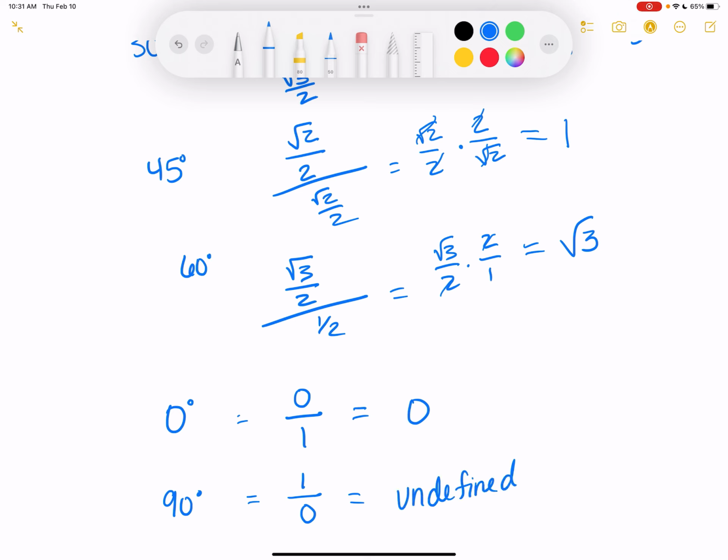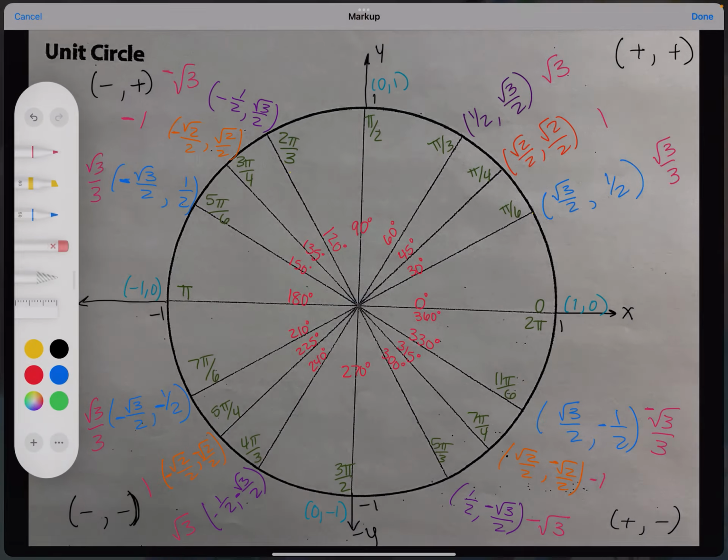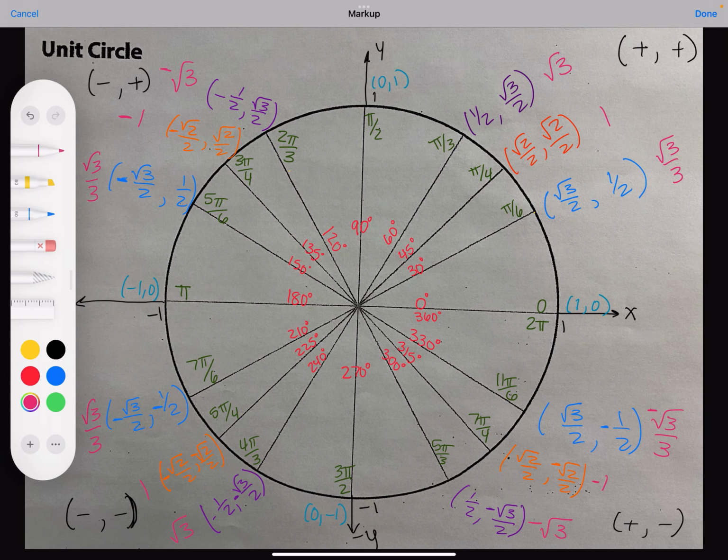Okay? So on the x-axis, our tangent is 0. On the y-axis, our tangents are undefined. Okay? So let's write that. This is 0, undefined. I don't think that I require you to put the axis ones on your quiz.